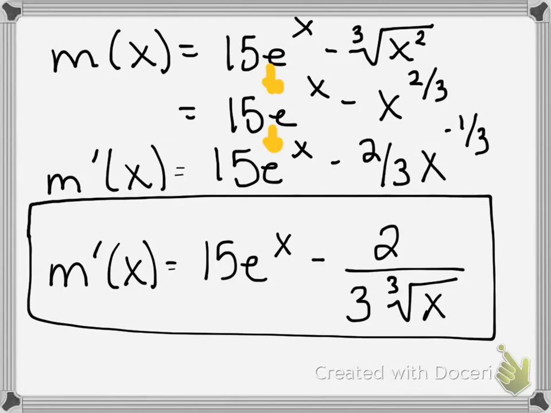With this cube root of x squared, you need to rewrite that as x to the 2/3. And then the 2/3 comes down in front. And then 2/3 minus 1 is negative 1/3. And then you just need to rewrite the fraction so that you don't have a negative exponent. And there is your final answer.